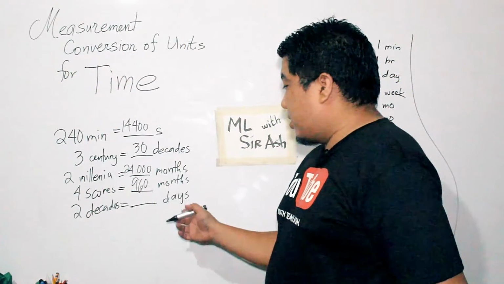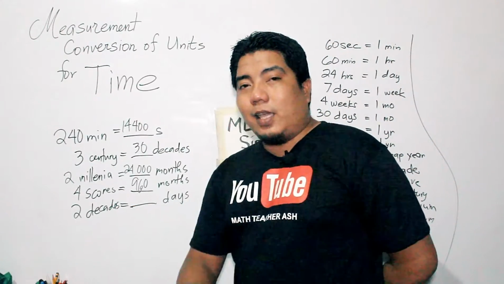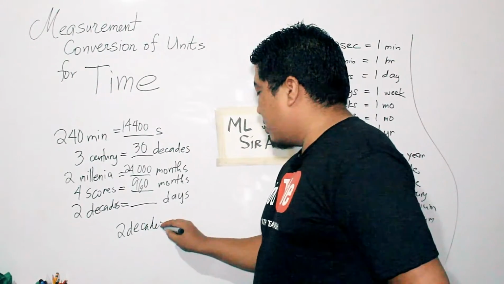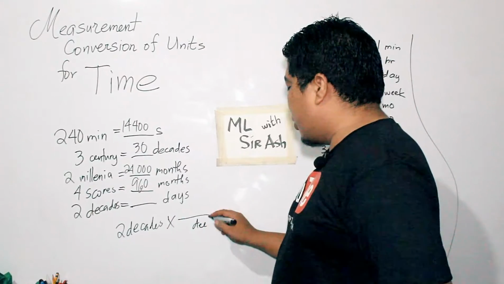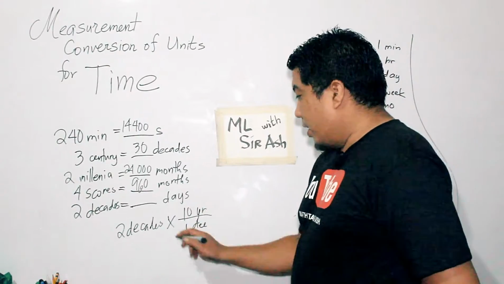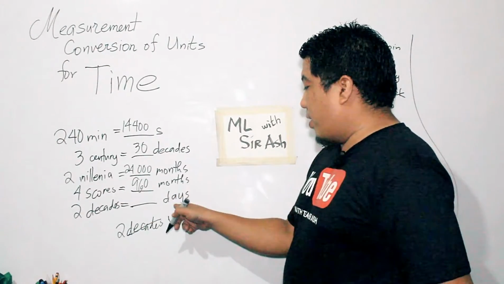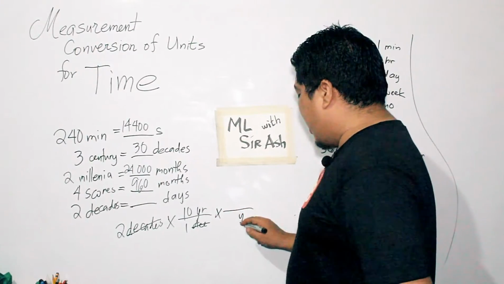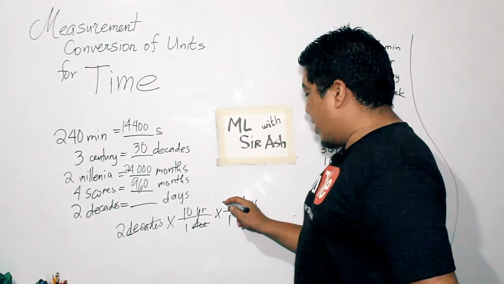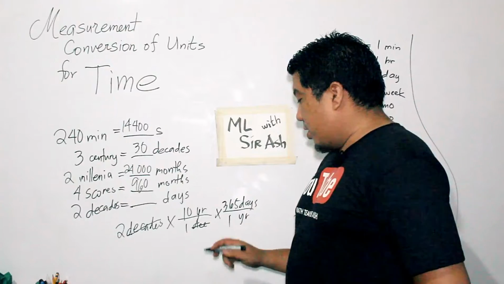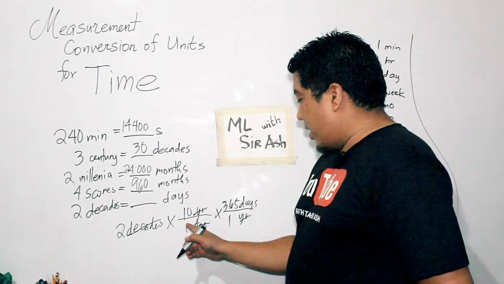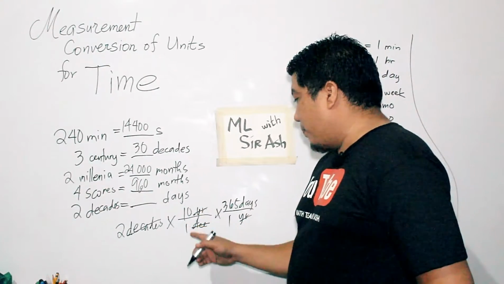Now, for 2 decades is equal to days, remember that a decade is equal to 10 years. So, if you have 2 decades, you multiply that to the conversion of the year, that will give you 10 years for 1 decade. This will be cancelled. However, we are finding days, so we will be getting the years to days. Remember that in 1 year, we have 365 days. So that will be cancelled. Therefore, we will have an answer of 365 times 10. That will give us 3,650.